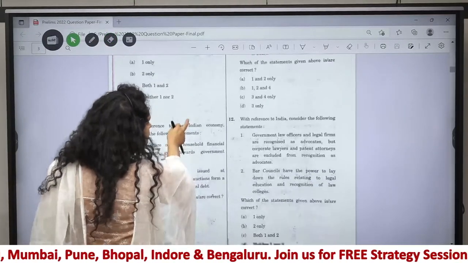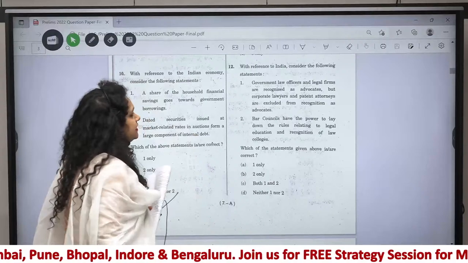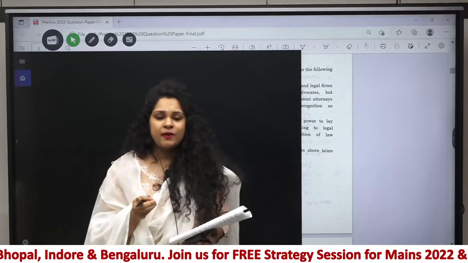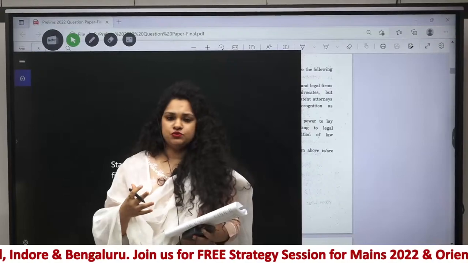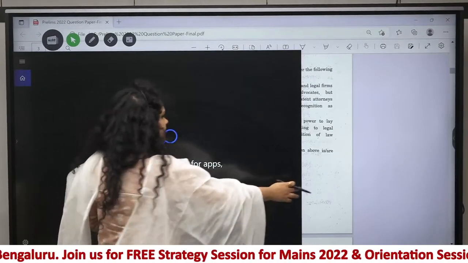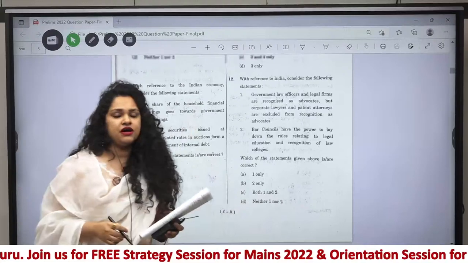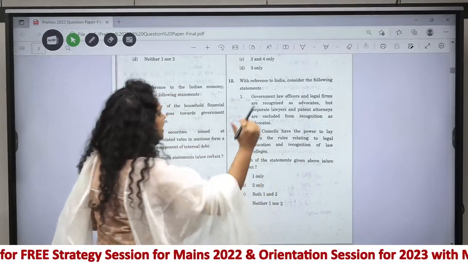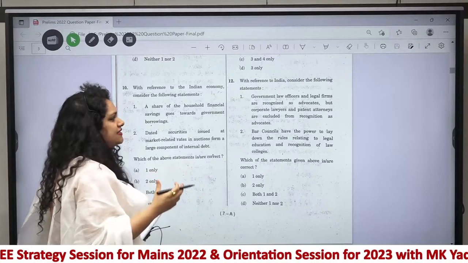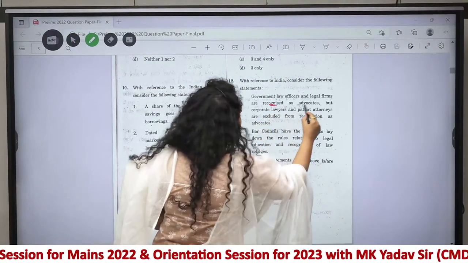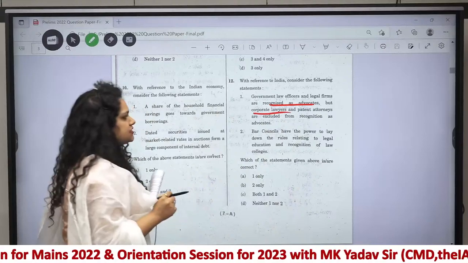Let's move on to the next one. With reference to India, consider the following statement. Now, this is one of those questions that you probably would have skipped, and it's completely okay to do so. But let's work with whatever we know. The first one is: government law officers and legal firms are recognized as advocates, whereas corporate lawyers and patent attorneys are excluded.